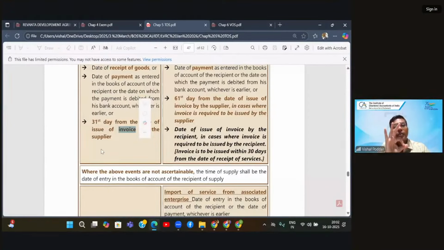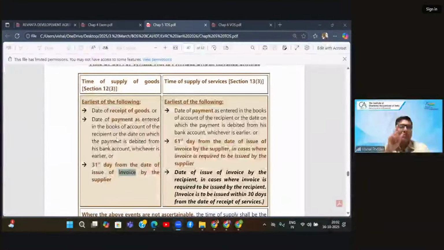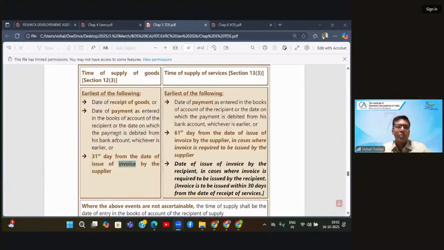So there are 3 dates given. And here importantly, in case of reverse charge transaction of goods, even the date of payment is important. Forward charge, the date of payment was not important. For reverse charge, date of payment is important. So 3 dates: receipt of goods, making the payment for goods, and 31st day from the date of invoice by the supplier. Earliest of these 3 dates is my time of supply under reverse charge transaction of goods.